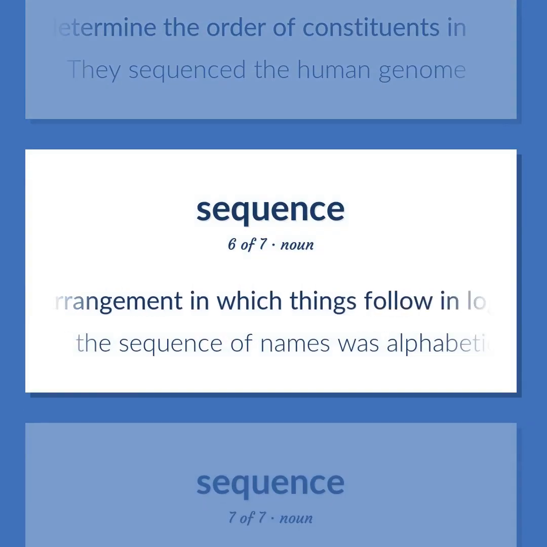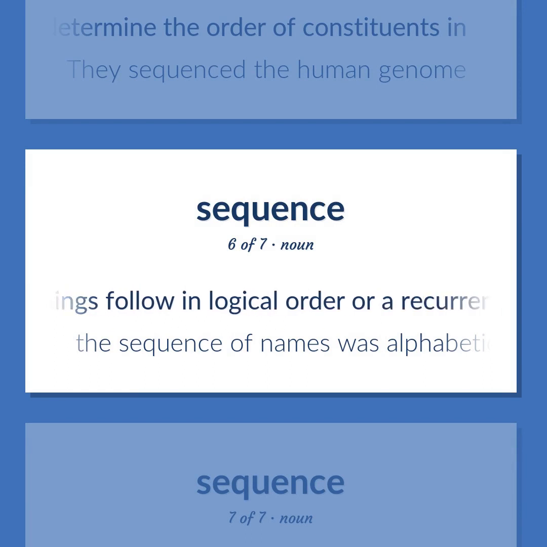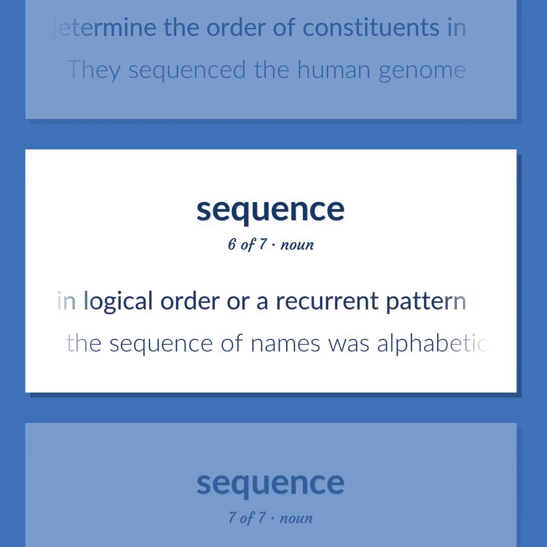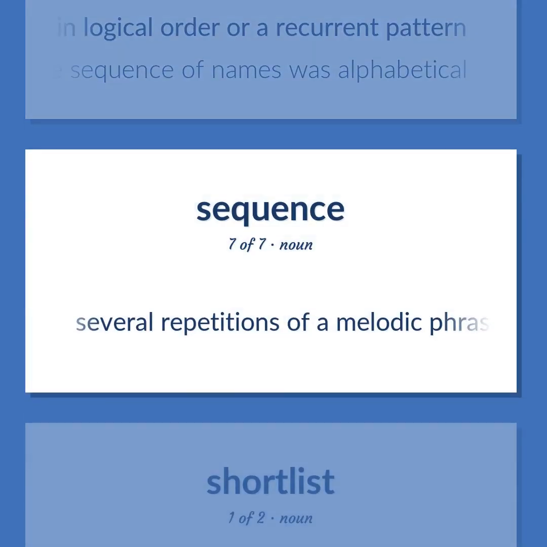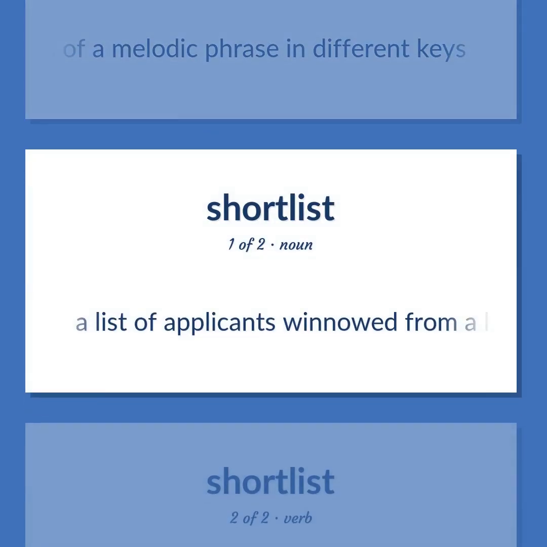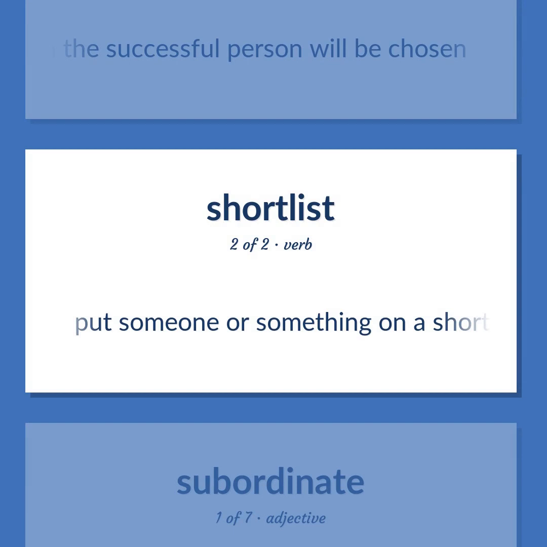Serial arrangement in which things follow in logical order or a recurrent pattern. The sequence of names was alphabetical. Several repetitions of a melodic phrase in different keys. A list of applicants winnowed from a longer list who have been deemed suitable and from which the successful person will be chosen. Put someone or something on a short list.